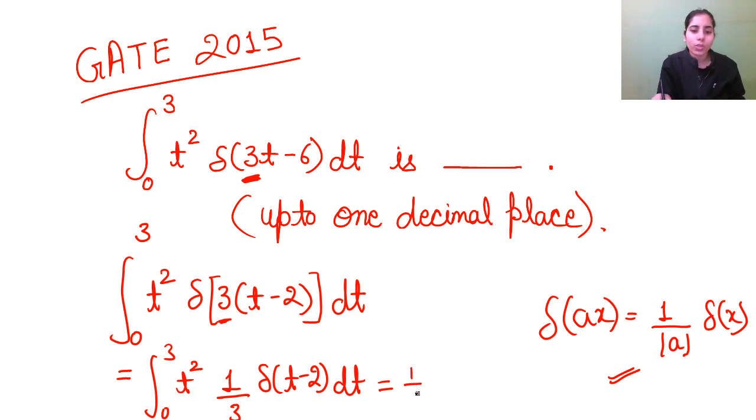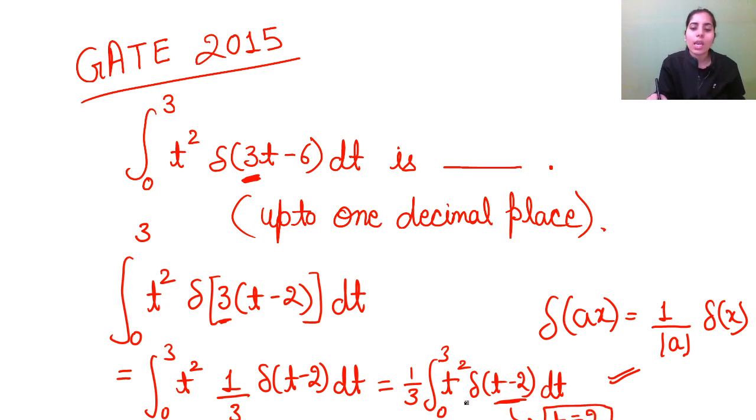Next, 1 upon 3 is a constant. Let's take it outside. Now, next thing, rest expression which we are having here is t square delta(t minus 2) dt. Now guys, here if you will just equate this term with 0, you will get t is equal to 2. Is this t is equal to 2 existing within the given limits? Yes, it will lie between 0 to 3. So yeah, we are going to use our property for this case.